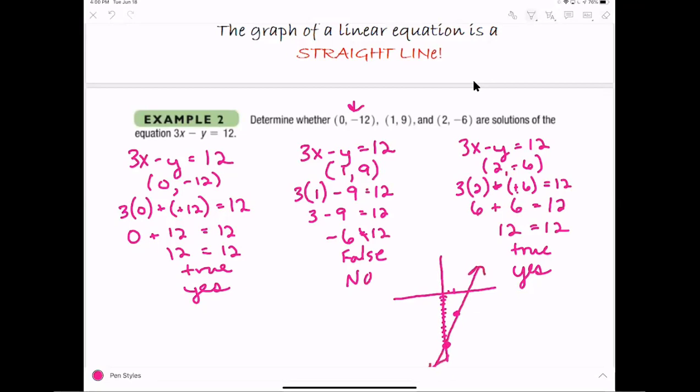So these 2 points here were the solutions. Look at where 1, 9 is. If I were to plot it, I would go over to the right 1 and go up 1, 2, 3, 4, 5, 6, 7, 8, 9. So notice that it is nowhere on that line. Therefore, it is not a solution.